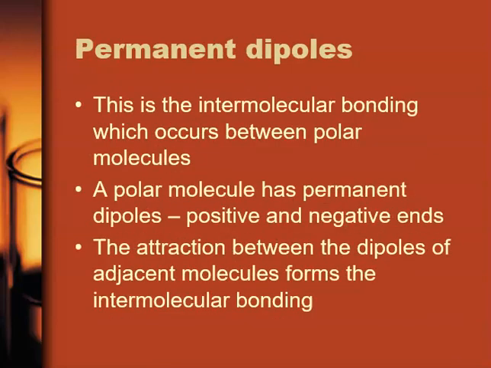Okay, permanent dipoles are probably what you think of most when you think of intermolecular bonding, and this is the attraction between positive and negative ends of polar molecules. Any molecule that's polar will have part of the molecule which is positive and part which is negative. And so the negative part on one molecule attracts the positive part on the next molecule, which attracts the negative part on the next molecule, and so on and so forth. And so we get these attractions, and these are known as permanent dipole-dipole attractions because they occur between the dipoles of neighbouring molecules which are permanent.